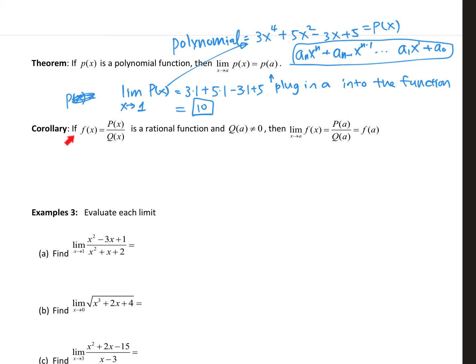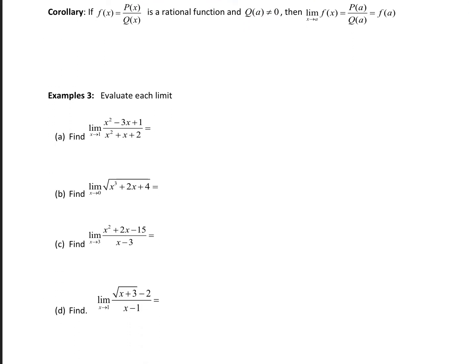The next corollary says that if you have a fraction of polynomials, then you can do the same thing. So even if you have a fraction, how do you find the limit? You just plug it in, then you get the answer. Again, here, provided that the bottom part, the denominator, is not equal to 0. All right, I'm going to have you pause and try part A and part B of example 3. And once you're done, let's meet at part C.